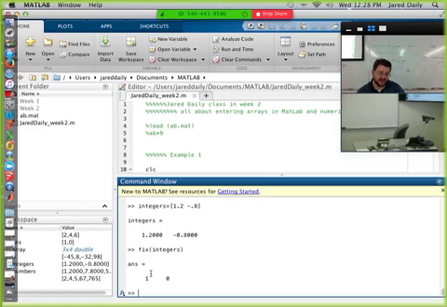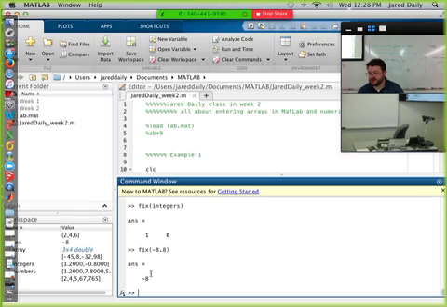If I fix the number negative 8.8, then it's going to fix it to negative 8 because you're going towards 0 from negative 8.8.